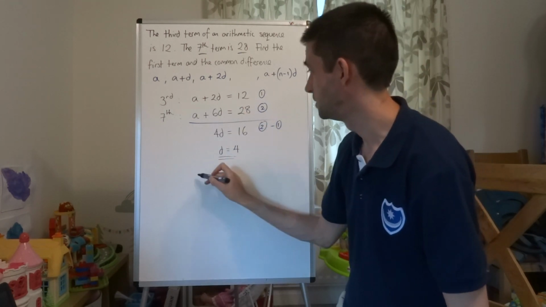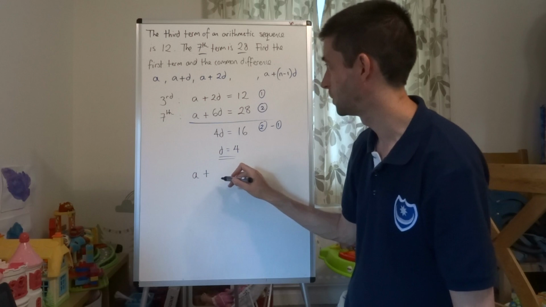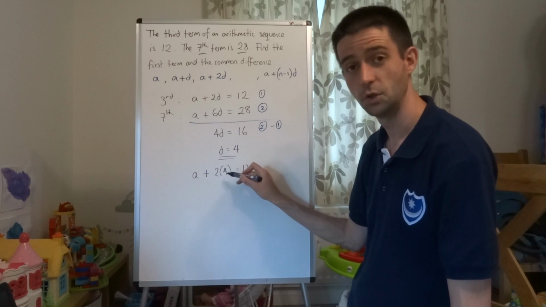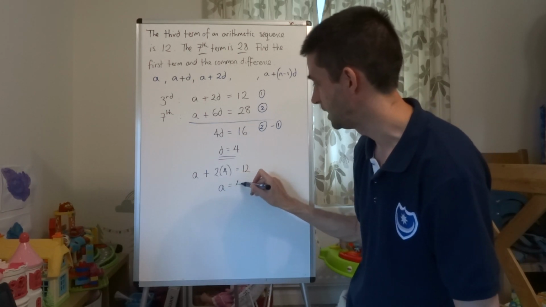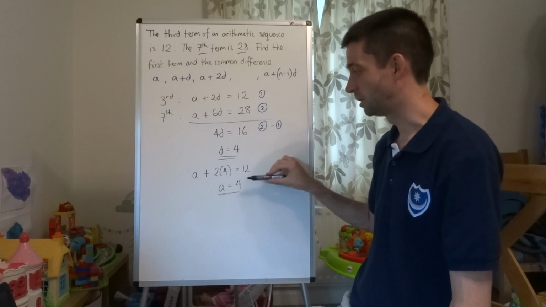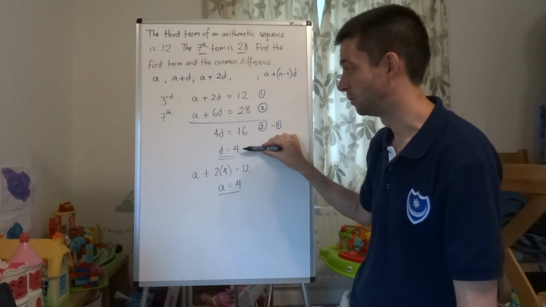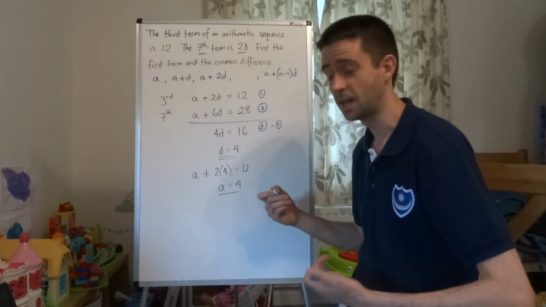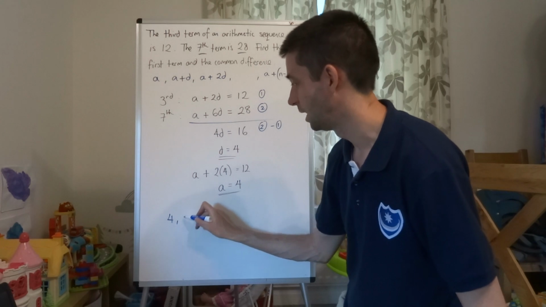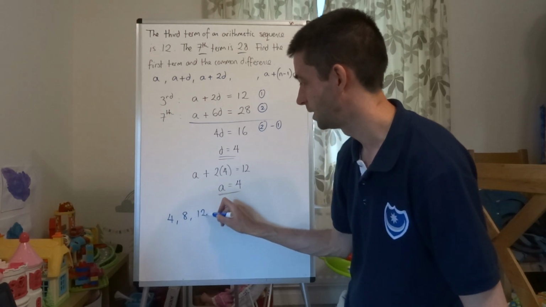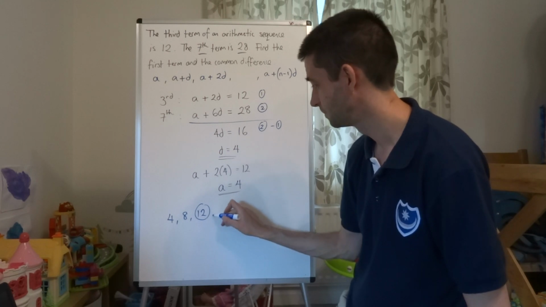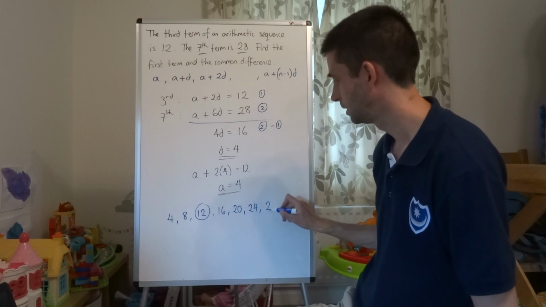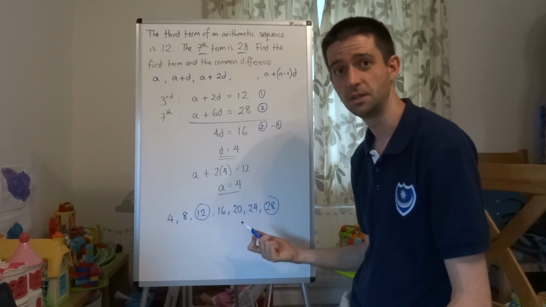Substituting into either of those equations, so if I use the first one, A plus 2 lots of 4 is 12. 2 lots of 4 would be 8. So A would be 4. So the first term would be 4, and the common difference is also 4. And what we can do with this sequence is we can check that that is correct. If we start on 4 and go up in 4s, 8, 12, the third term is 12, it's looking good. 16, 20, 24, and as expected, the seventh term is 28.